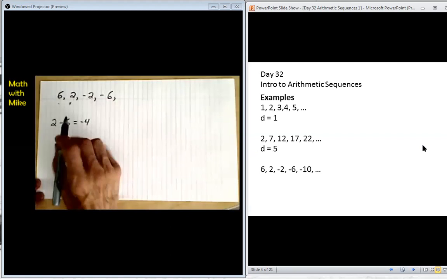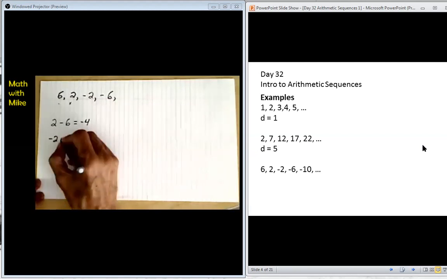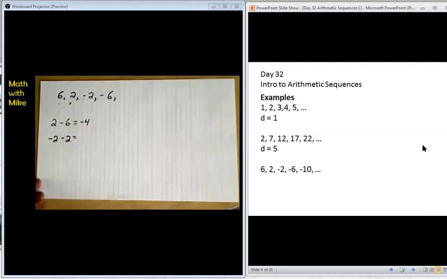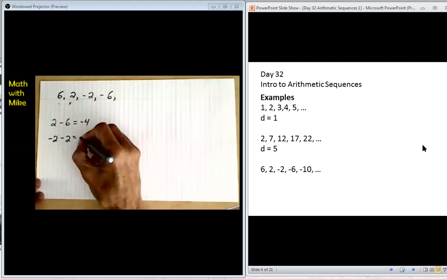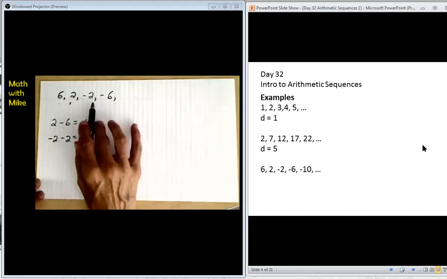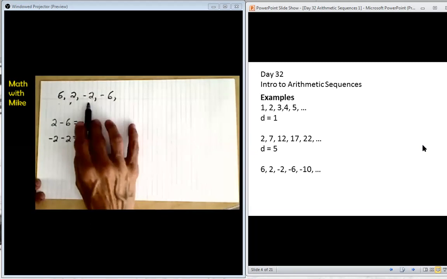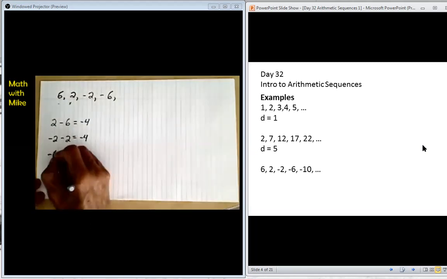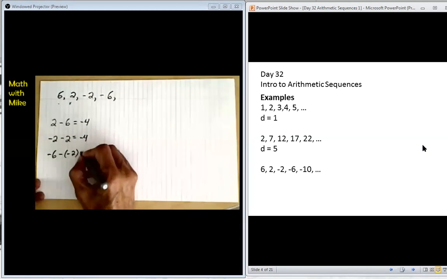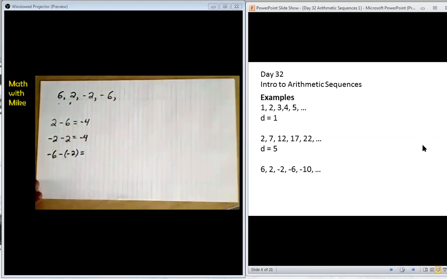Minus 2, subtract 2 then. What does that give? Yeah, same, right? And just for fun, for the last one here, we got minus 6, subtract minus 2. Should give minus 4, but let's make sure.